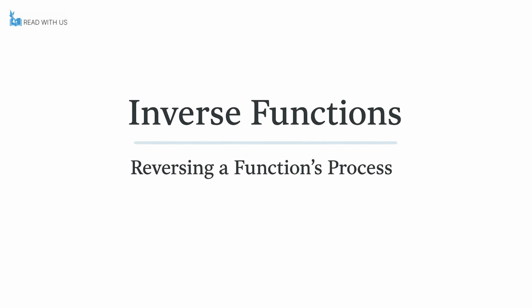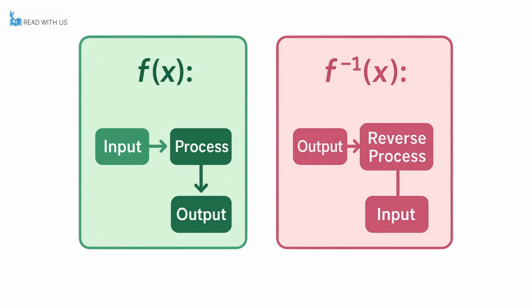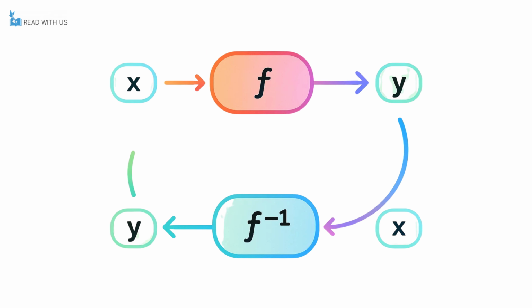In this video, we're learning about inverse functions. An inverse function basically reverses the steps of the original function f(x). We write it as f inverse of x, and it undoes whatever f(x) did. Think of it like a machine. If f(x) takes an input x, does some operations and gives an output y, then the inverse function f inverse of x takes that output y and brings us back to our original input x. So one goes forward and the other goes backward.